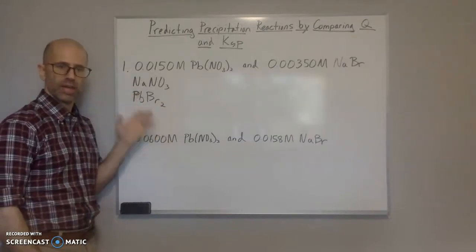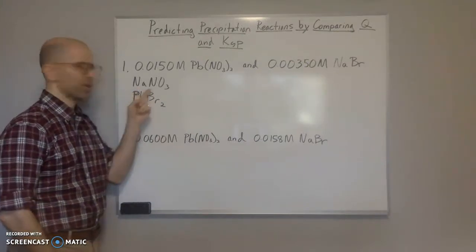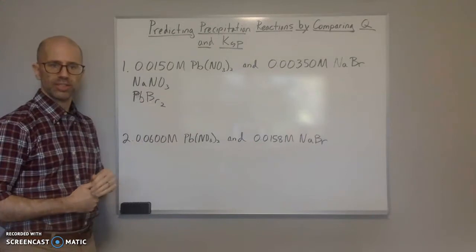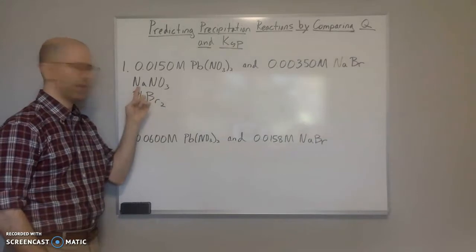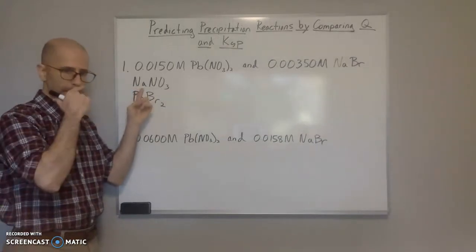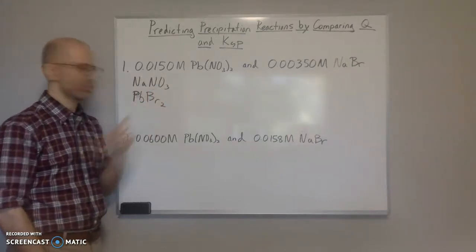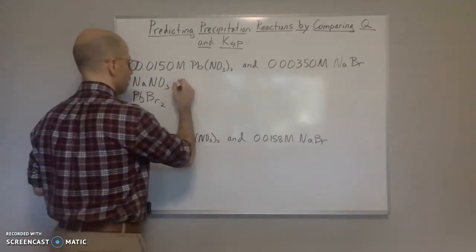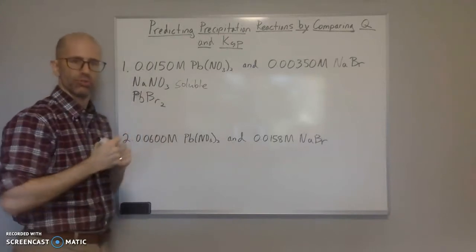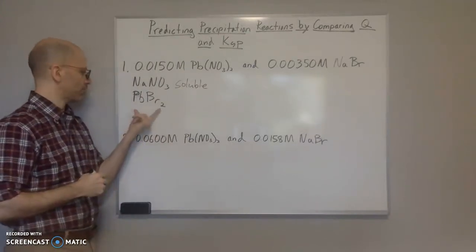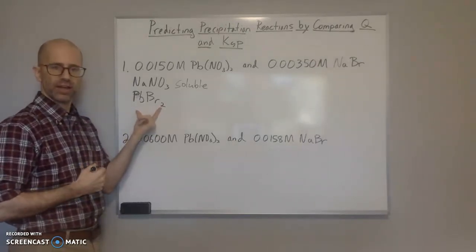And so you look at these and ask, is either of these soluble? If they are soluble, then they're not going to form a precipitate. You have to go to the solubility rules. Looking at the solubility rules, you'll know that sodium products are soluble and nitrate products are all soluble. So this is soluble, and this is not going to precipitate. Well, how about this? This is not soluble.